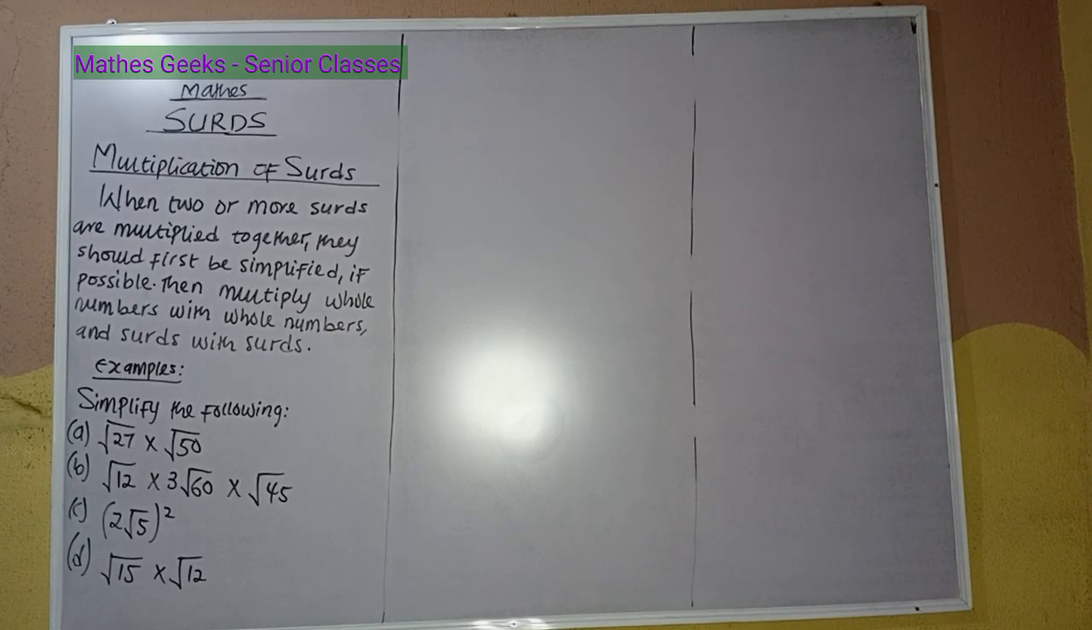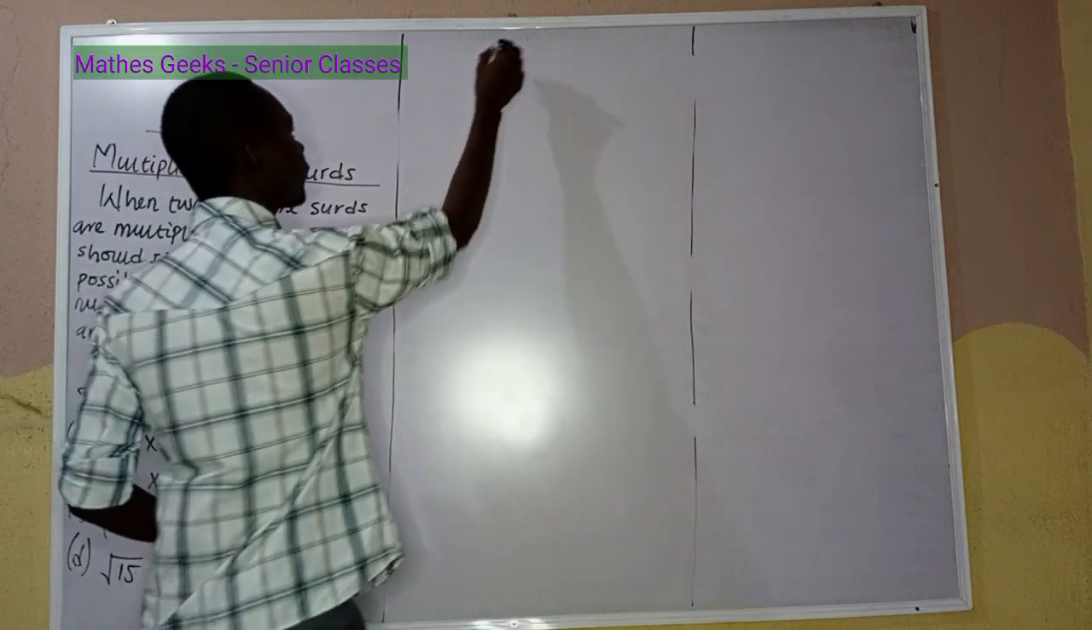Multiplication of surds. When two or more surds are multiplied together, they should first be simplified if possible. Then multiply whole numbers with whole numbers and surds with surds. Solution.